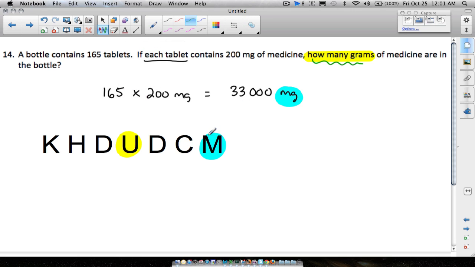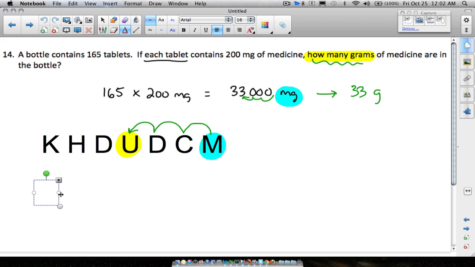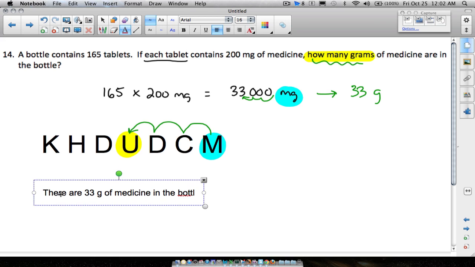Converting from milligrams to grams, you move 1, 2, 3 places to the left. So we go up here to our decimal. Where is our decimal? It's right there. Let's move it the same number of places, 1, 2, 3 places to the left. Therefore, 33,000 milligrams is the same thing as 33 grams. This is a real world problem, so we need to say there are 33 grams of medicine in the bottle. That's number 14.